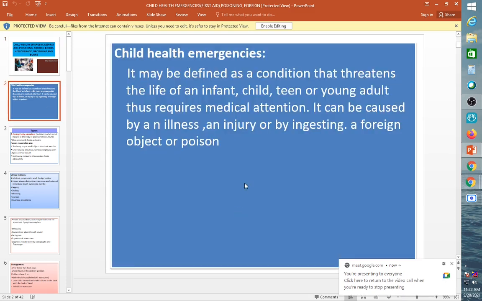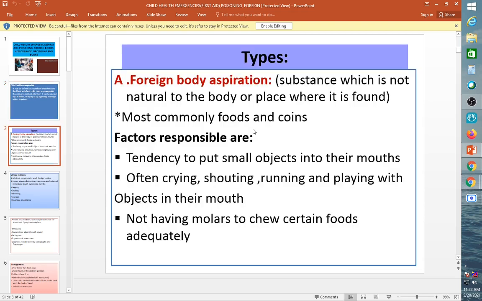So what is an emergency? All of you understand, right? An emergency can be defined as a condition that threatens the life of an infant, child, teen or young adult, and thus requires medical attention. That means emergency medical attention is required. Why will an emergency occur? It may be caused because of an illness, because of something that the child has eaten, or an injury, a foreign object, or a poison. Okay, is this clear?